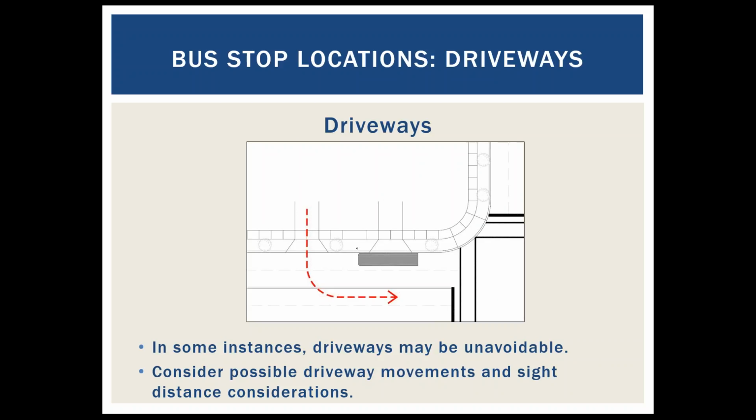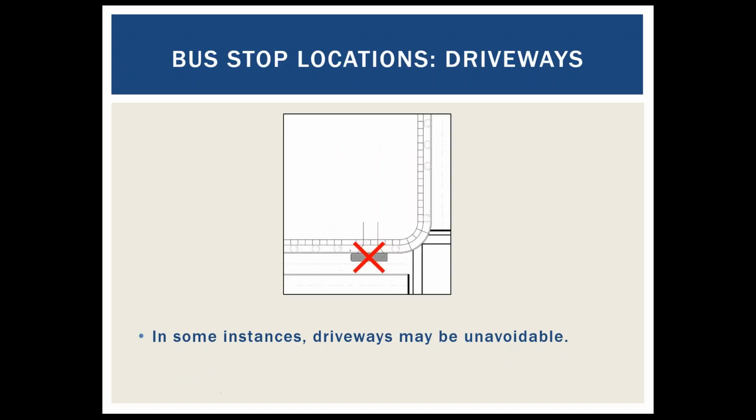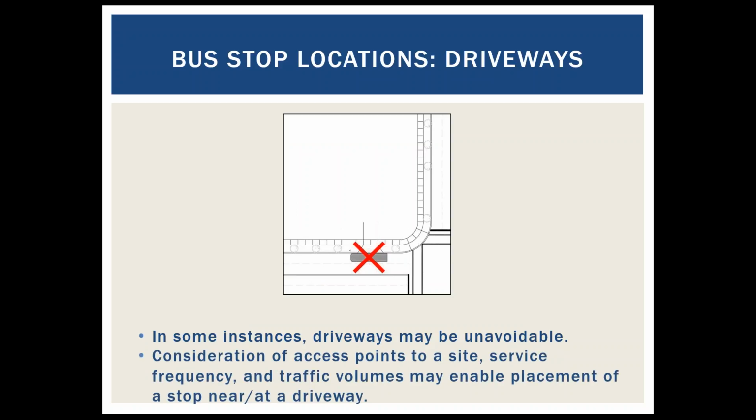So if you have a left-turning vehicle coming out of the driveway you see here, they would be shielded by the placement of that bus stop, which could result in a collision with a vehicle that's going from the right side of the screen to the left side of the screen. So you wouldn't want to do that. Some instances it may be unavoidable, and so there's considerations that it might be acceptable.